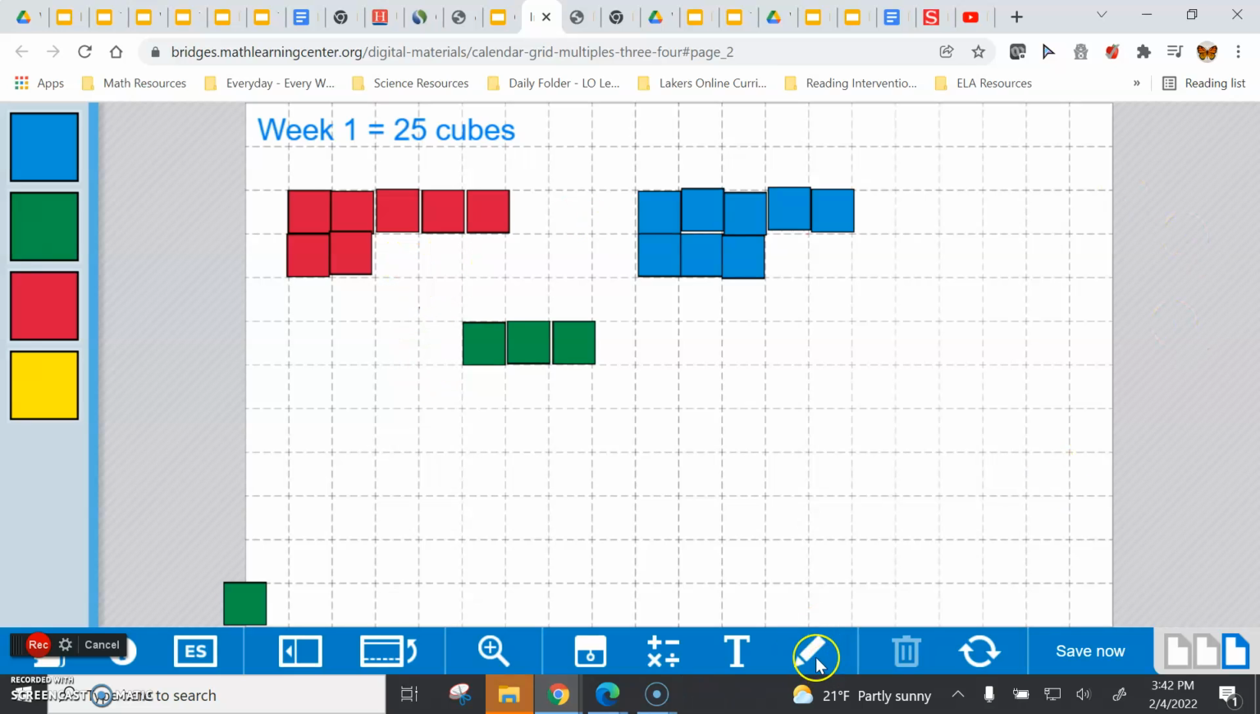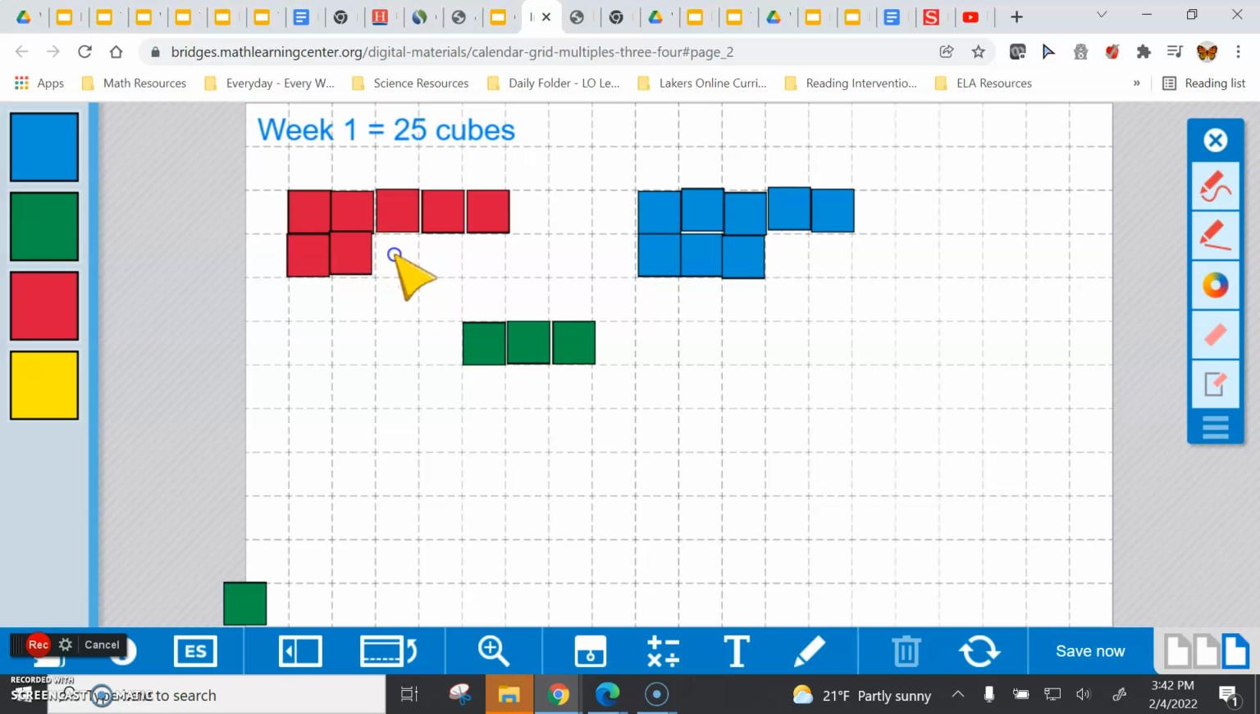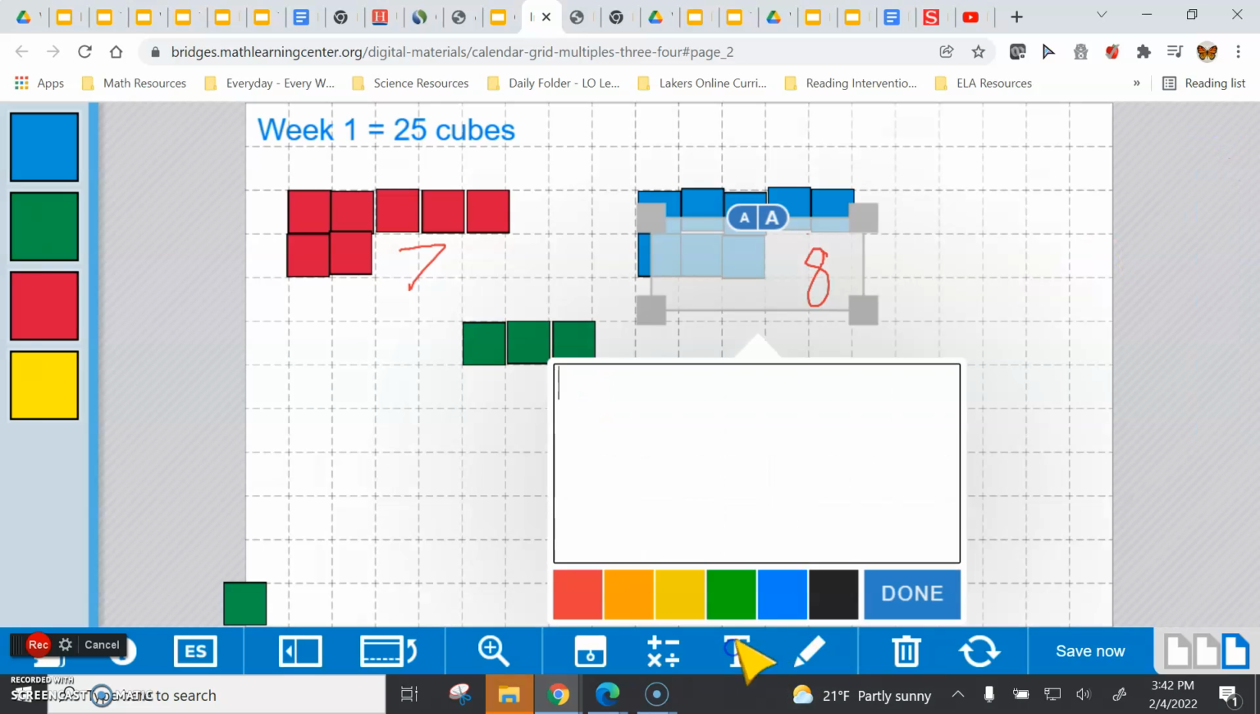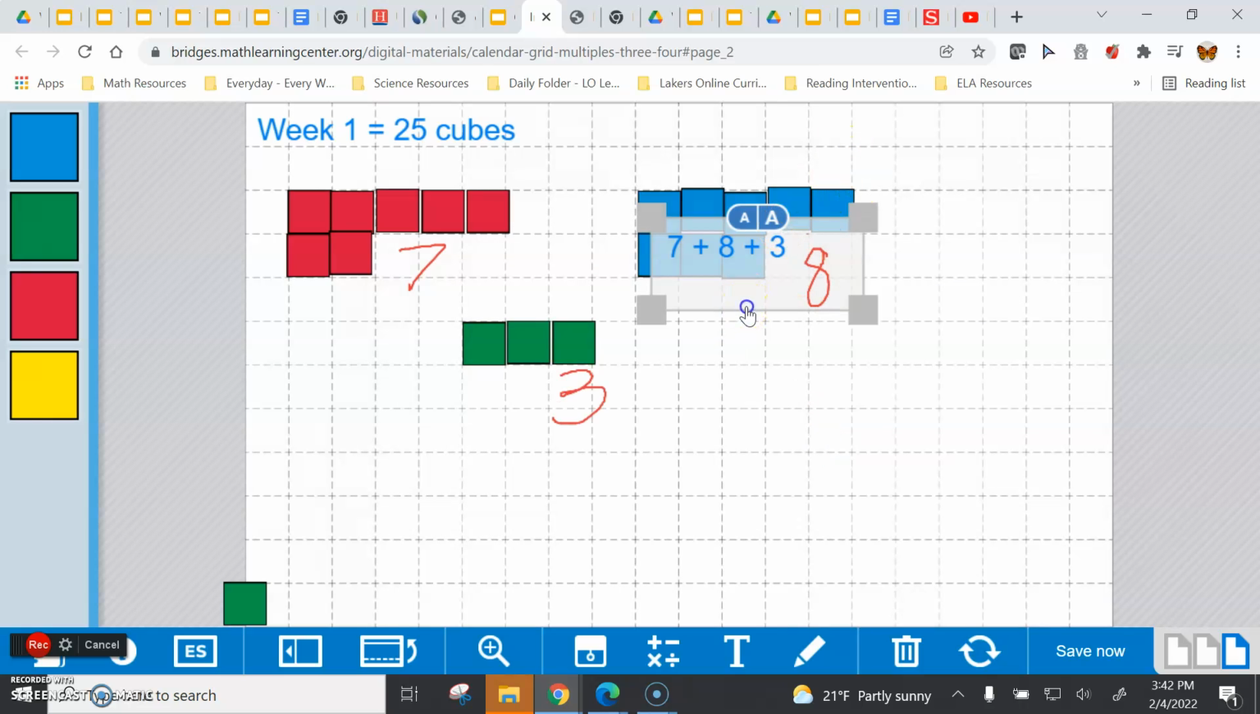We have 7 plus 8 plus 3. Ooh, juicy equation. I love math. Love figuring out these tricky equations. 7 plus 8 plus 3.